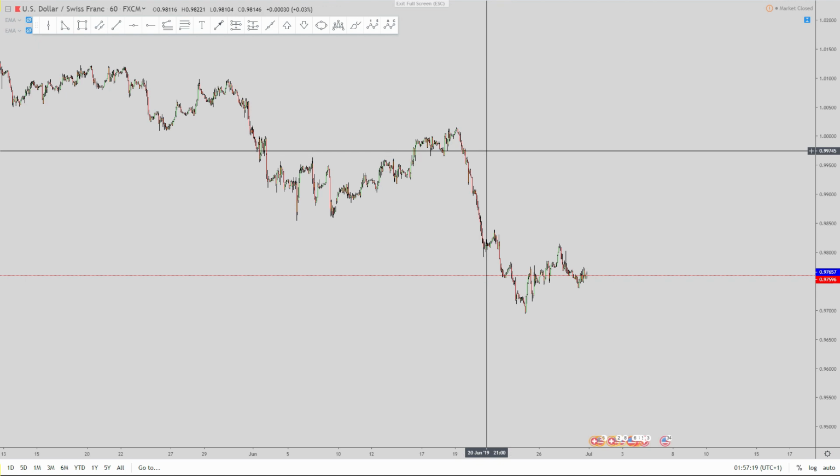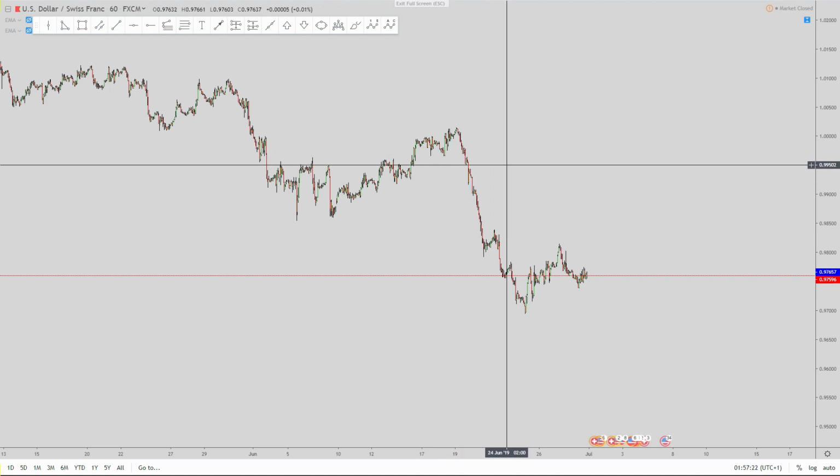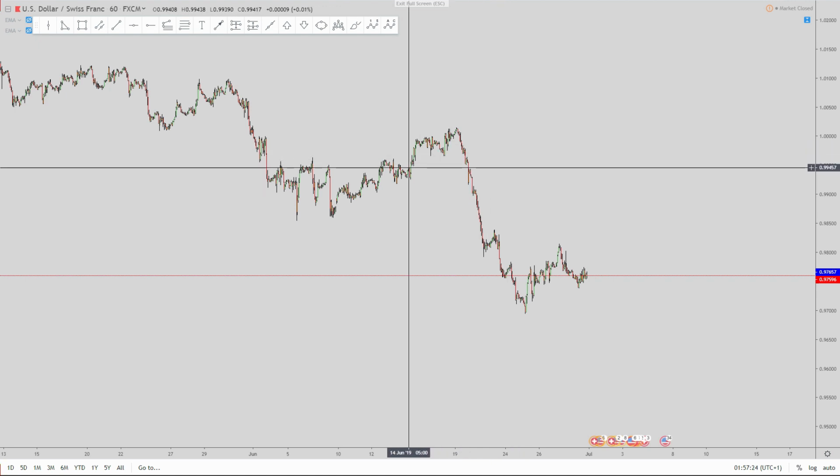I just wanted to run through how I generate a trade idea and what I'm looking at before I can get involved in the market.